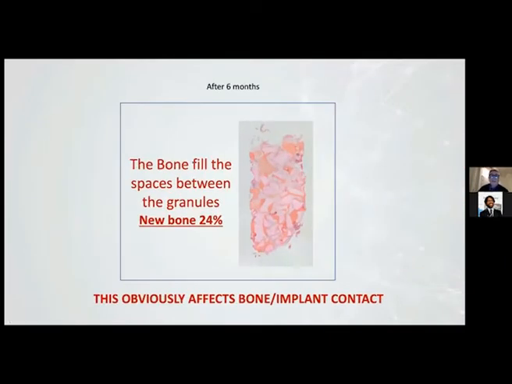So we tested the use of a xenograft material, and in this image we have a histology of this test. It's possible to observe the granules in pink, and in red, the new bone. After 6 months, we found 24% of new bone. In the other part of this histology, there are what look like stones. Obviously, if you place an implant in this bone, we have a very thin bone-implant contact, not 100% of the surface.